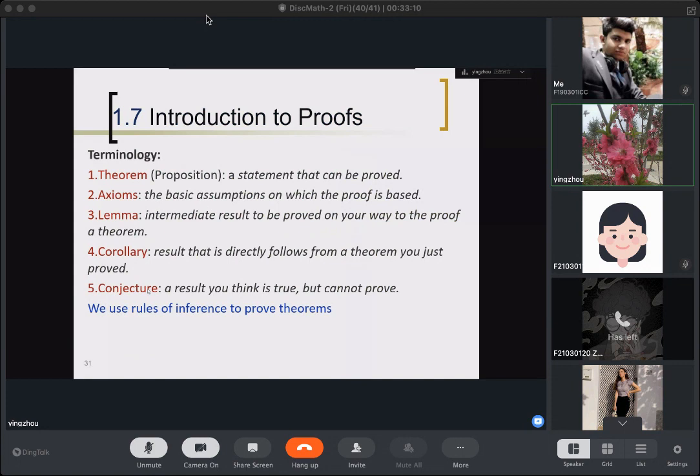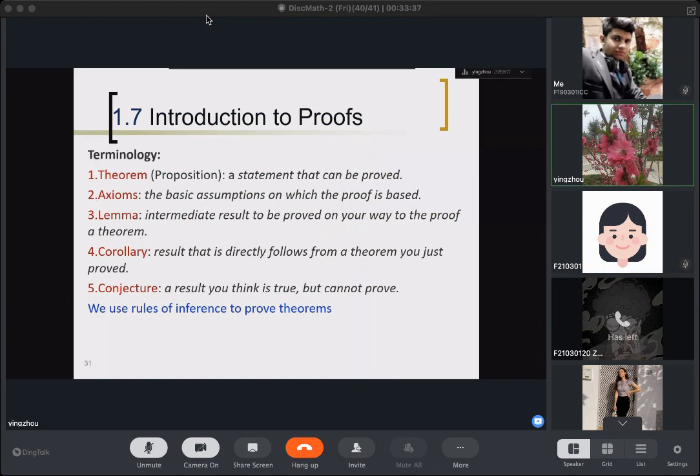Based on this inference, we can do some proofs on the computer. First, we give some concepts related to proof. First is the theorem. Maybe you already know many theorems from higher mathematics courses. A theorem is a statement that can be proved.